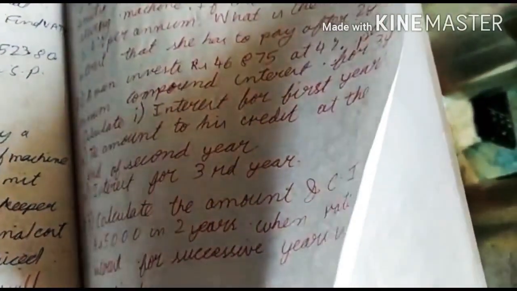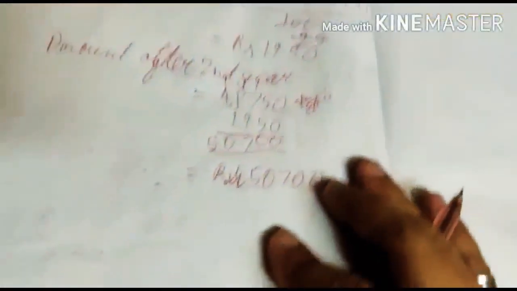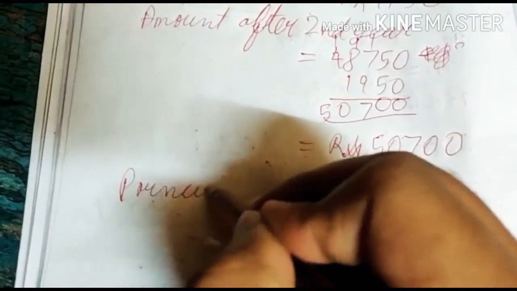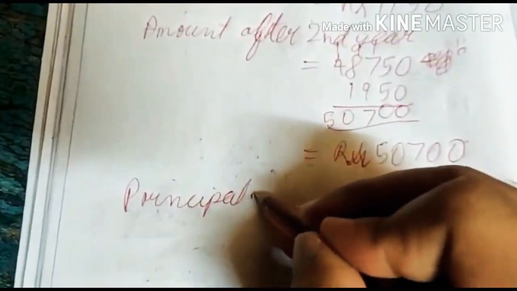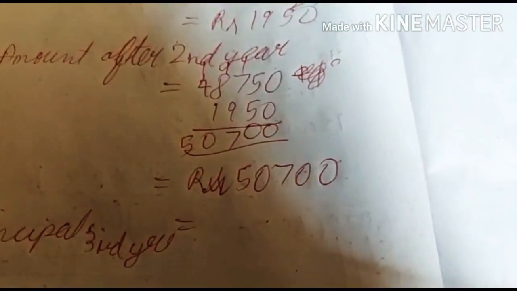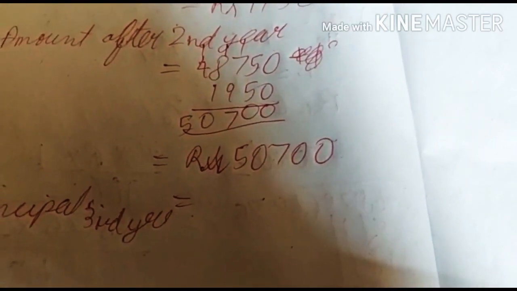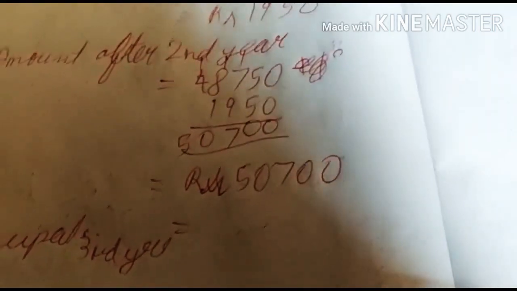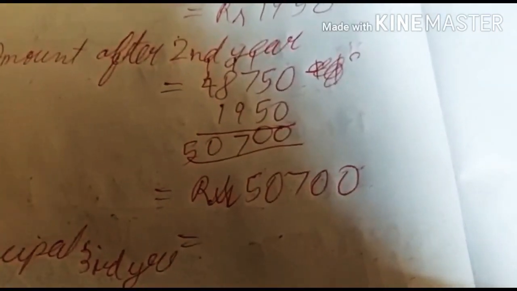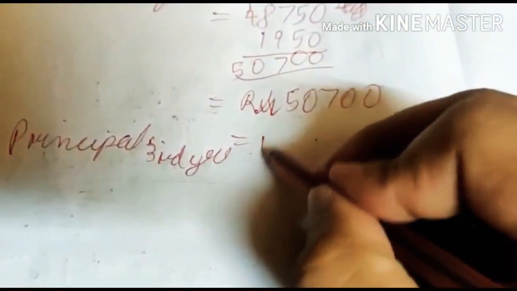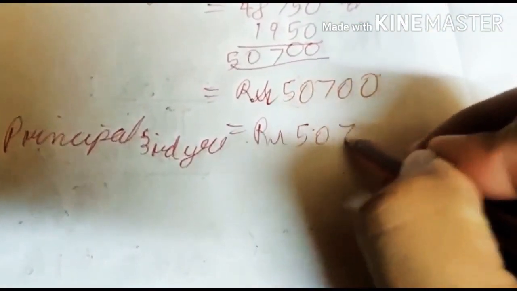And third, you have to find interest for third year. You have to calculate only the interest for third year. So this will be principal. The principal for third year will be the amount of the second year. Means after second year we have to pay rupees 50,700. This amount that we have to pay after second year is kept for the interest for the third year. Okay, for the third year principal becomes rupees 50,700.